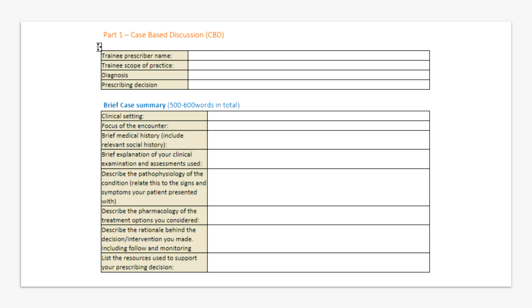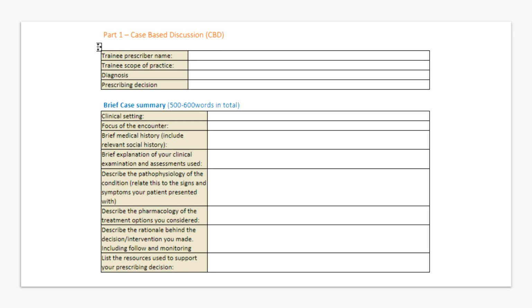You should then describe the pharmacology of the treatment options that you considered. So if you decided to initiate an ACE inhibitor, what is the mechanism of action? And then try and relate that back to the pathophysiology. So why are you using an ACE inhibitor for that patient?